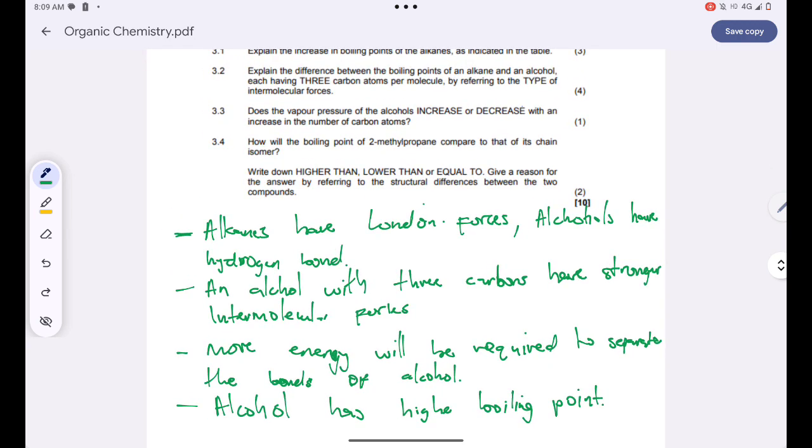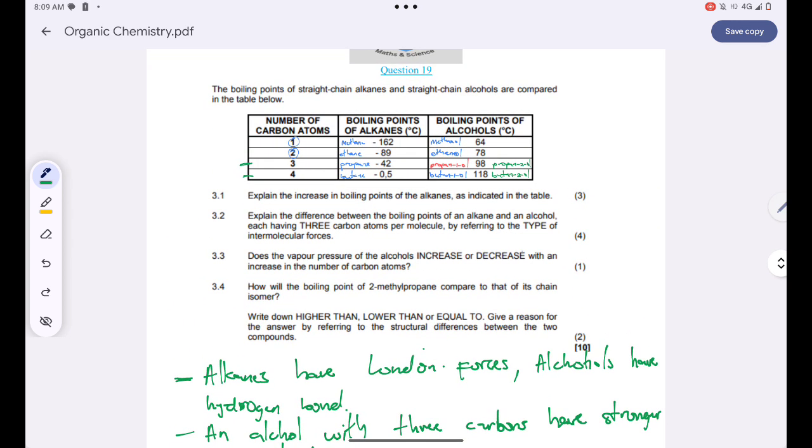Okay, now let's go to 3.3. Does the vapor pressure of alcohol increase or decrease with an increase in the number of carbon atoms? Remember that, guys, vapor pressure and boiling point are inversely proportional. When the boiling point increases, it simply means that the vapor pressure will decrease. Are you together? So we can see that by adding the number of carbons on the parent chain, we are increasing the boiling point. That means vapor pressure will be decreasing.